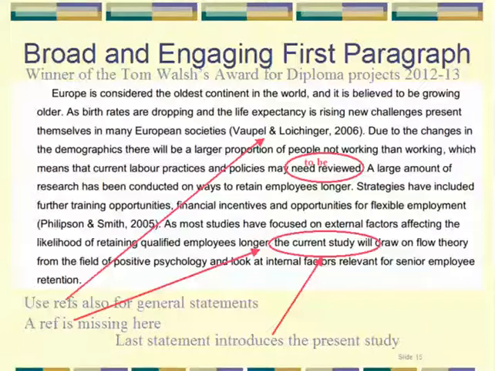references are used also for general statements, and you will notice that here a reference is missing. One or two references, for example, with EG before them would have been useful to indicate journal articles or other sources in which external factors were examined. And another thing to notice is that the last statement of this paragraph introduces nicely the present study.